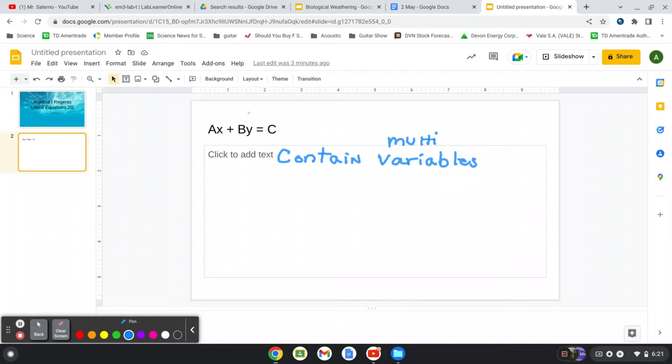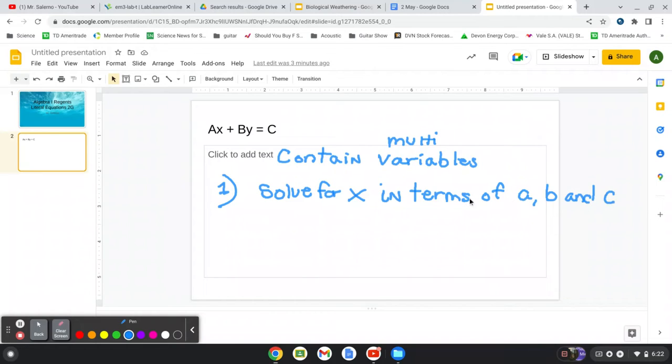And in order to solve literal equations, they have to tell you what to solve. So in this case, let's say question 1 says solve for x. Now you know you have to solve for x. And when they say solve for x, what follows is "in terms of A, B, and C." In other words, they just want you to isolate the x.